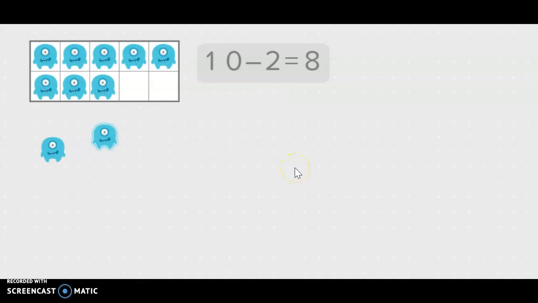So as you can see, if you start with a 10 frame and you put the beginning number in the frame and take away, move out the other 2 numbers, you can find the answer because it's already laid out for you and it's easier to count this way, knowing that the whole thing equals 10.